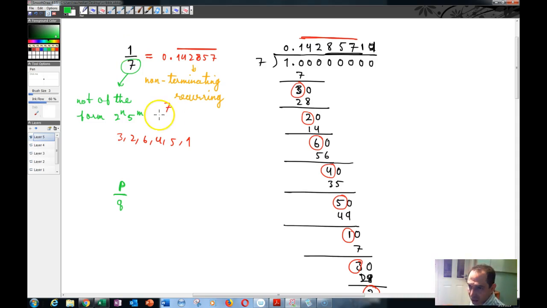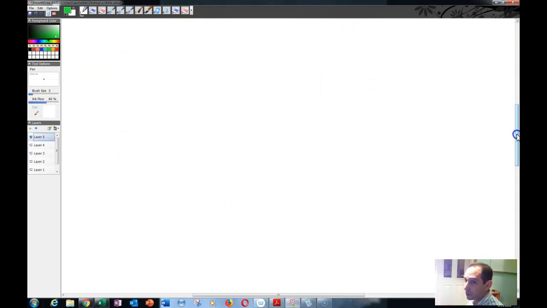Okay, meaning that if you have a rational number where the prime factorization of q is not of this form, then the decimal expansion of that number is going to be non-terminating recurring. So that's basically the whole idea here, and I'm sorry if I confused you. Now for this situation, I'm just going to write down this theorem and finish this whole thing. So the theorem is basically like this.